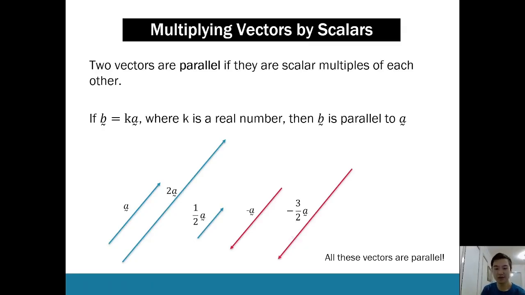And two vectors are parallel if they are scalar multiples of each other. So if b equals k times a, where k is a real number, then b is parallel to a. Because all of these vectors here are scalar multiples, and therefore they're all parallel because we can express each one as k times a, where k is just some real number.